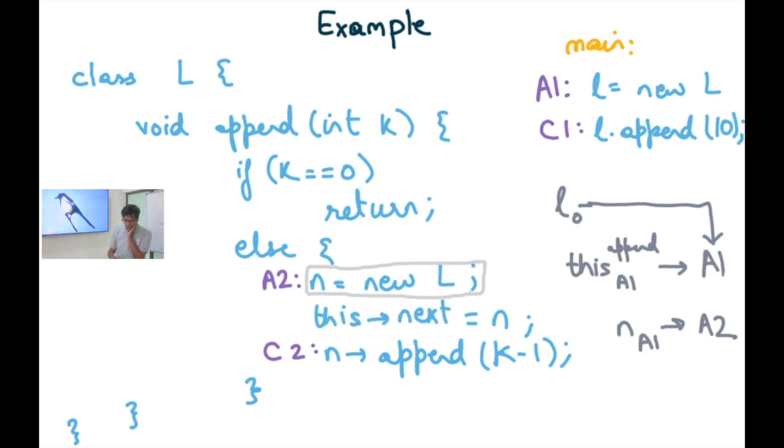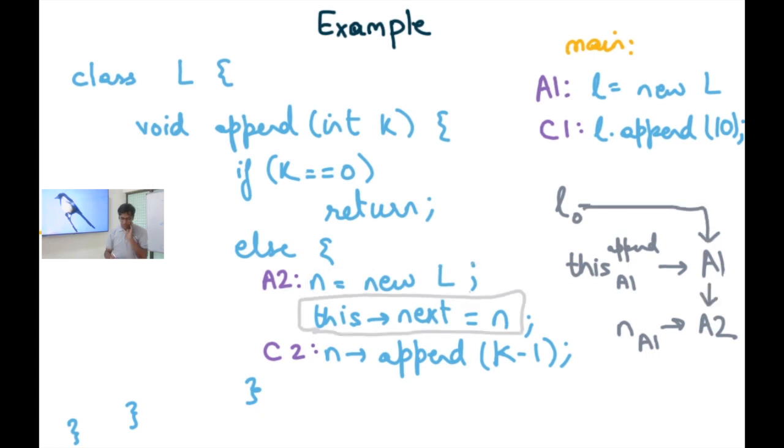So this, in context A1, this append of in context A1, which is this dot next. So whatever this is pointing to, that's A1, will start pointing to whatever n is pointing to, which is A2. In other words, A1 will start pointing to whatever n is pointing to, which is A2. So I'll draw an edge from A1 to A2. So by virtue of this dot next equals n, and assuming field insensitive analysis, I draw an edge from A1 to A2 by transferring across this statement.